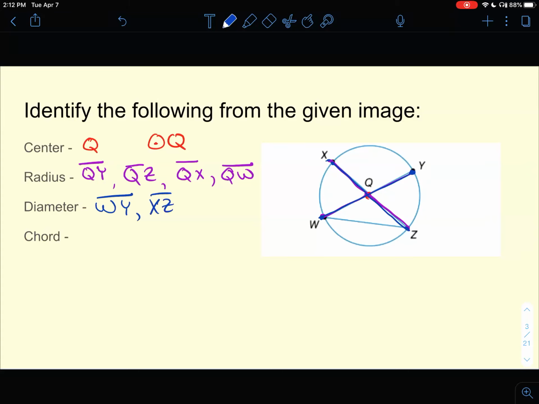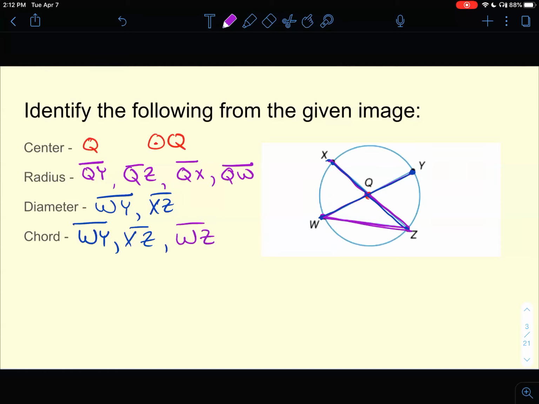All right. Now it wants us to identify a chord. What we need to remember is that the diameters are also chords. So therefore, we need to list those because they do fall into the category of being a chord unless they tell us that we're looking for a chord that's not a diameter. So WY and XZ are both chords, and our last chord is the one that does not pass through the center, and that is WZ. All right, so there's a few of those types of identifiers.